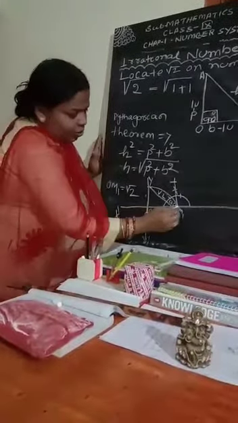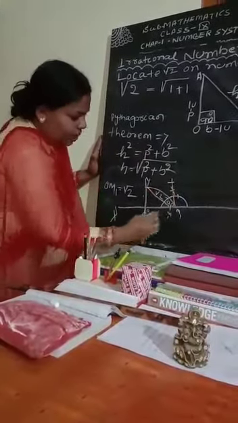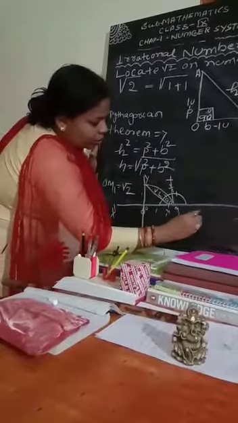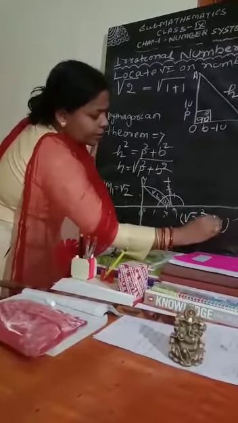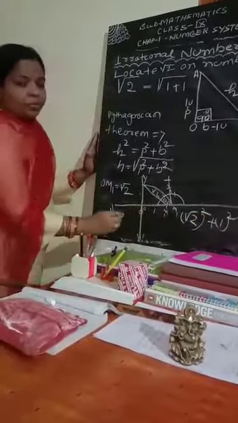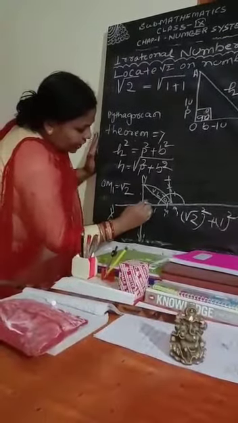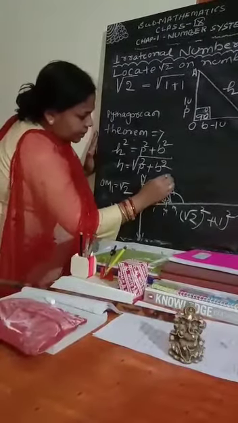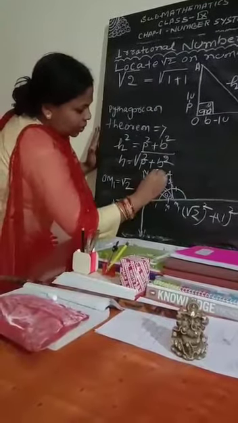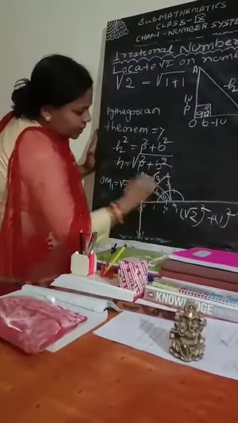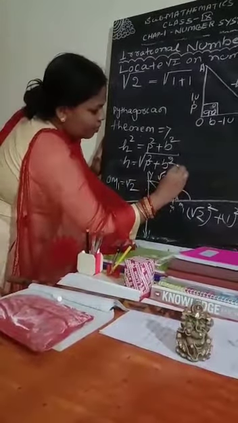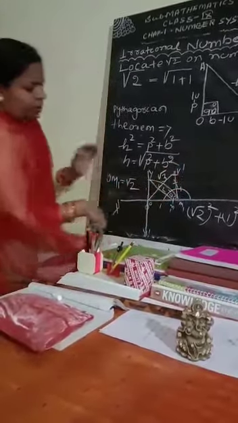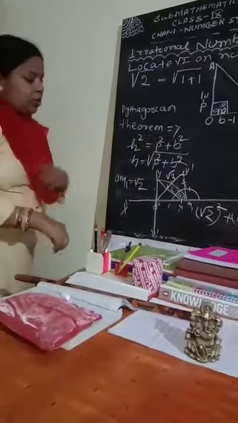Now this is root 2 and this is 1. What you will get? Root 2 square plus 1 square. Now join this one. This is your root 3. This is your root 3. OY1 is your root 3.